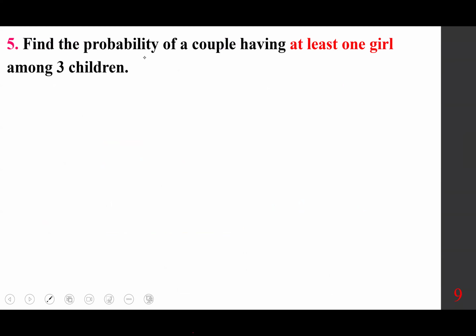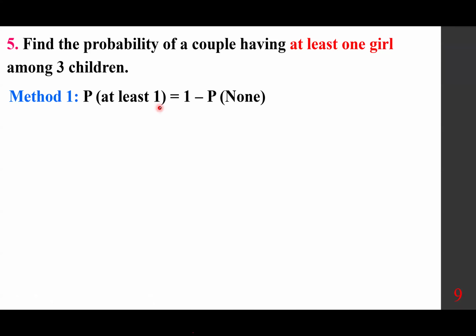Find the probability of a couple having at least one girl. We are assuming the probability of boys and girls is the same. Probability of at least one is 1 minus probability of none. And that means we are going to write 1 minus probability of none. That means probability of boys to the third power.